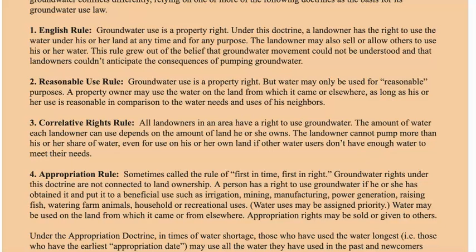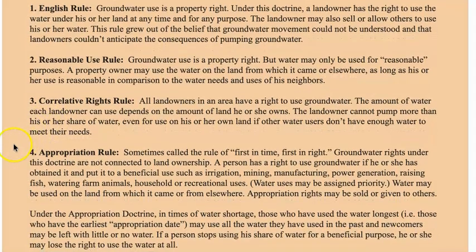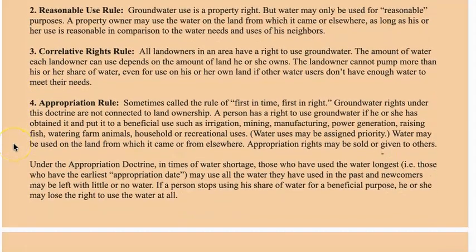So it's basically you get equal amounts, but if you have more land, you can use as much water relative to the amount of land that you own. So if I had twice as much land as you, I can use twice as much water as you. And then the appropriation rule, sometimes called the rule of first in time, first in right.